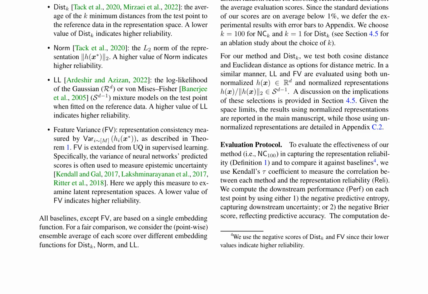The hyperparameters used in the experiments include k equals 100 for NC_k and k equals 1 for dist_k, with both cosine distance and Euclidean distance as options for the distance metric. The authors also evaluate LL and FV using both unnormalized and normalized representations. The implications of these selections are discussed in section 4.5 of the paper.